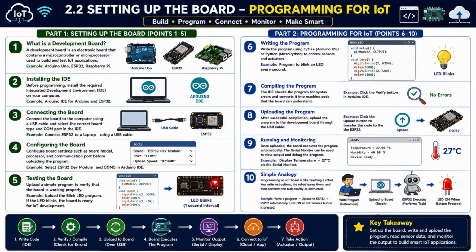Configure the board settings such as board model, you have to mention the processor and communication port, COM port, before uploading the program. Example, ESP32 డెవలప్ మాడ్యూల్ ఉన్న కాడ సెలెక్ట్ చేసుకోవాలి, ఎనేబులింగ్ చేయాలి చెక్ బాక్స్లో. అండ్ నెక్స్ట్ COM5 communication port, that you have to enable, check it in Arduino IDE. IDE is the software.